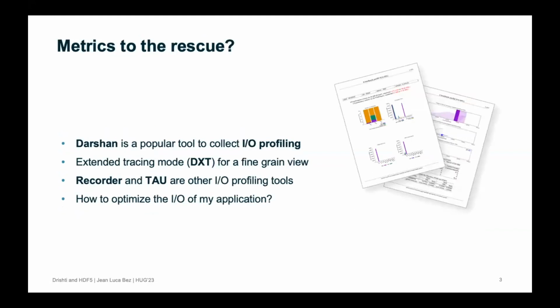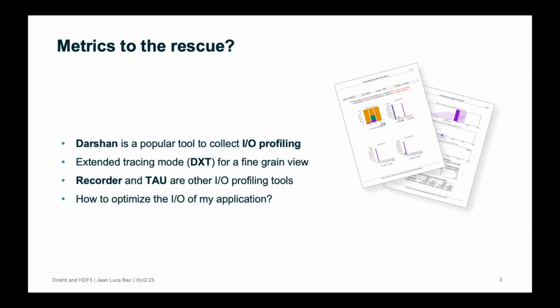Maybe we can use metrics coming from different profiling or tracing tools. One of them is Darshan. I think most of you are fairly familiar with it. Darshan, basically, is a profiling tool which will provide some counters and metrics about how many accesses you're doing, how many reads, writes, opens, what is the distribution of the request sizes, and all of that.